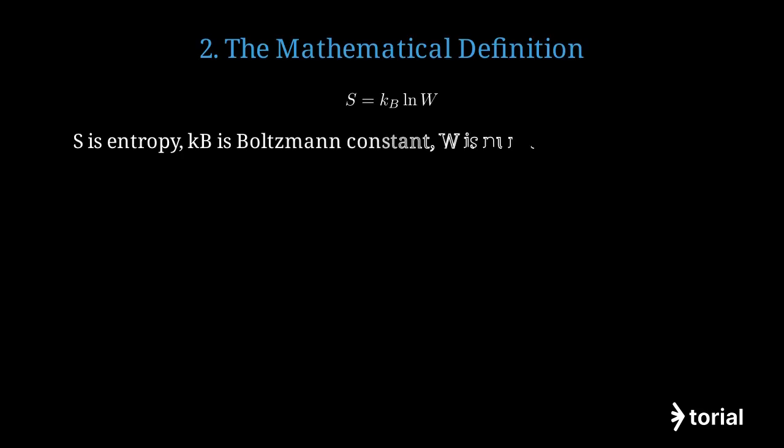Now let's look at how entropy is mathematically defined. The Boltzmann equation defines entropy as S equals Kb times the natural logarithm of W. Here, S is entropy, Kb is the Boltzmann constant, and W represents the number of possible microstates. The Boltzmann constant has a value of 1.38 times 10 to the negative 23 joules per Kelvin.